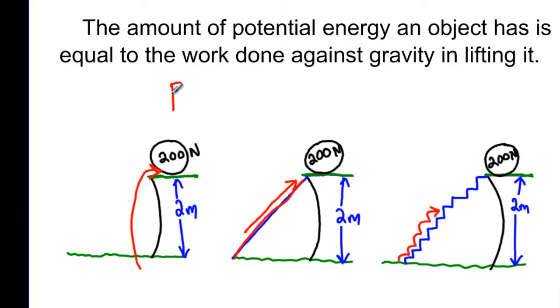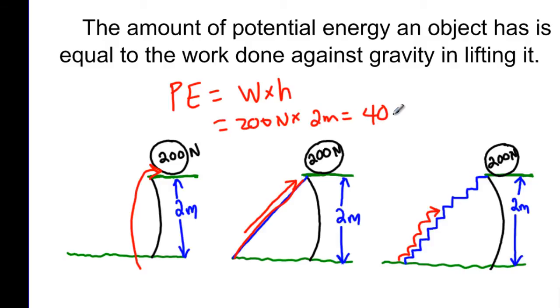remember, potential energy is the weight times the height. And in this case, the weight is 200 newtons times the height is 2 meters. So it's going to have 400 joules of potential energy. The third situation over here, it was pushed up this little stair step. Still, same potential energy because it has the same weight and the same height.